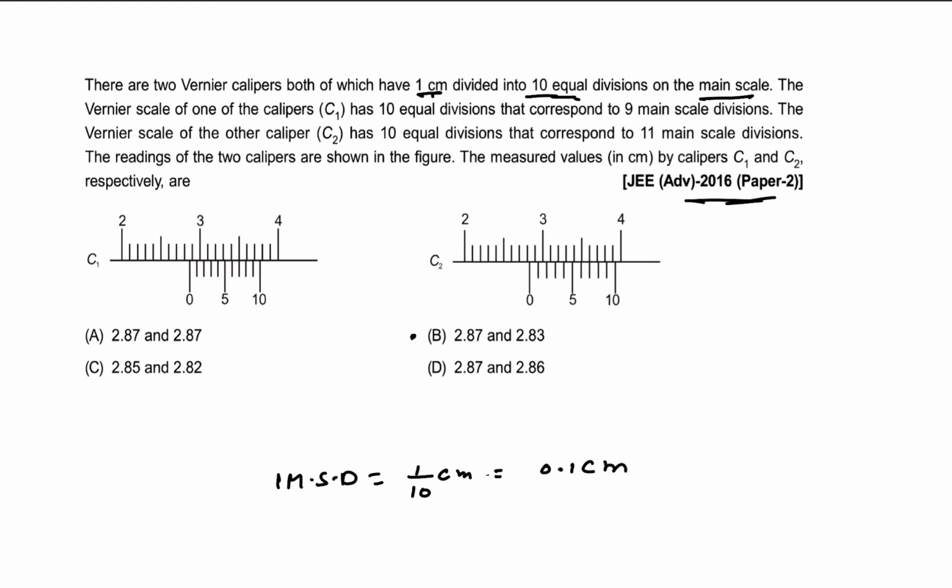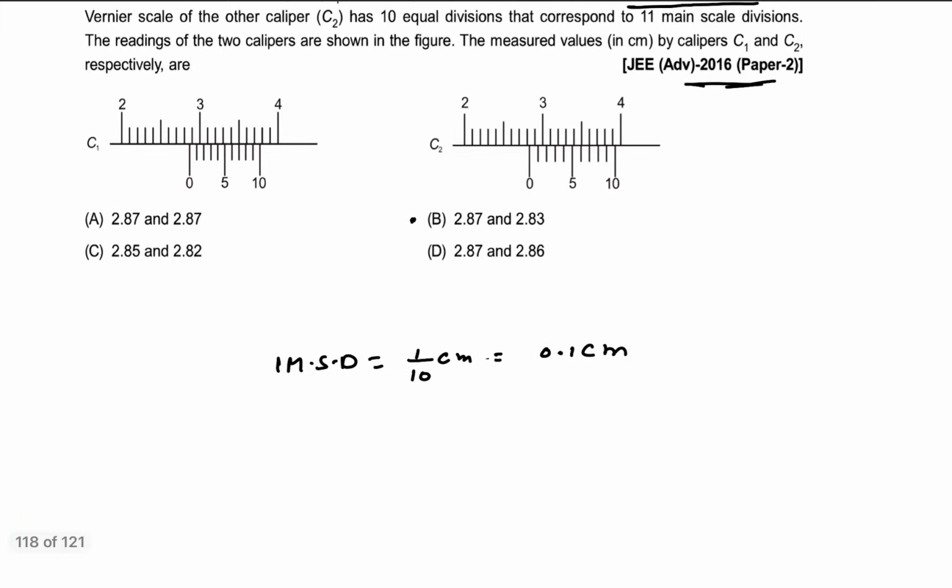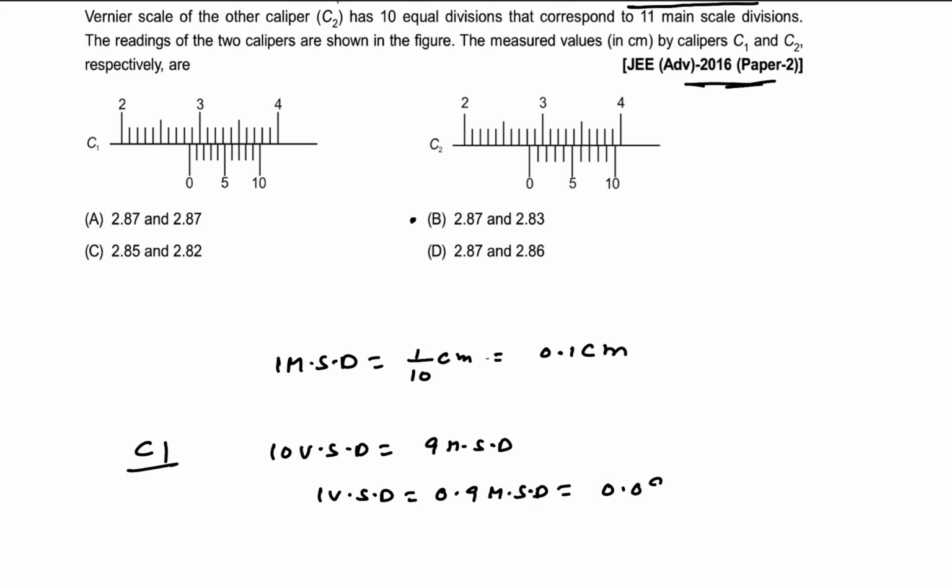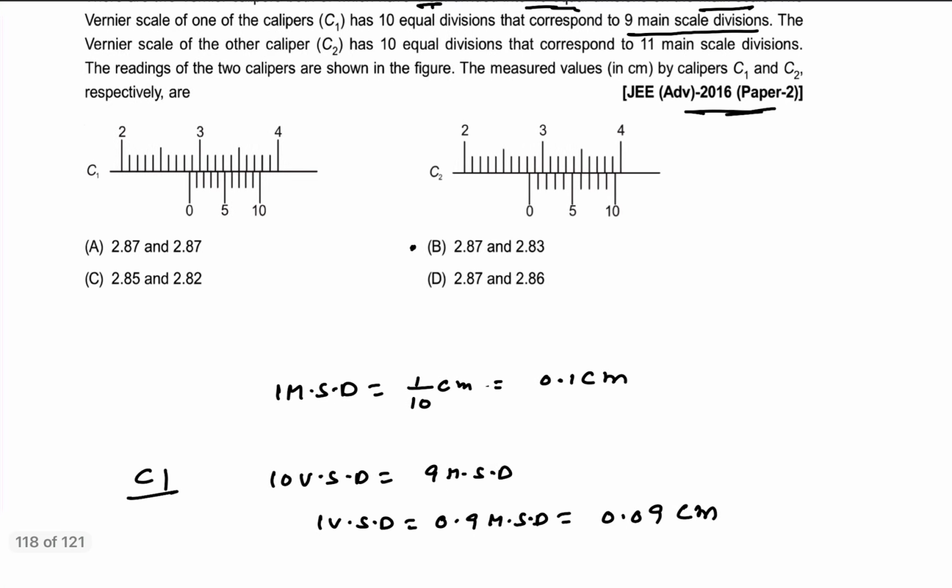Okay, next. The vernier scale of calipers C1 has 10 equal divisions corresponding to 9 main scale divisions. I am writing now. In the first case, in C1 calipers, 10 vernier scale divisions coincide with 9 main scale divisions. Nothing but 1 vernier scale division is 0.9 main scale division, that is equal to 0.09 centimeters in C1.